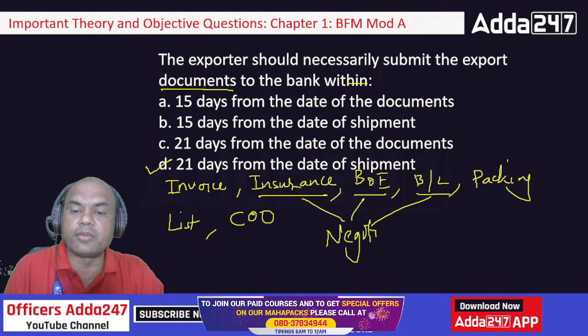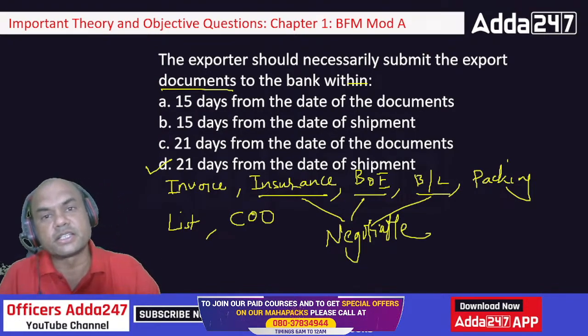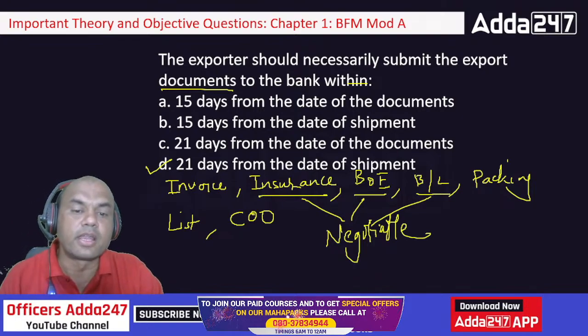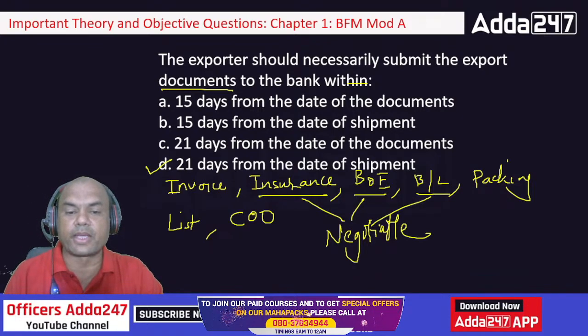Negotiable means they can be transferred. The right over these documents can be transferred just by signature on the back side. The remaining 3 are not negotiable: invoice, packing list, and CO.